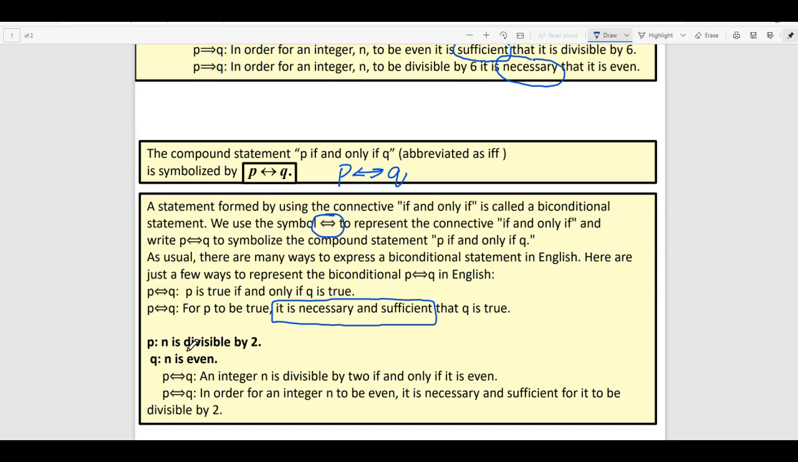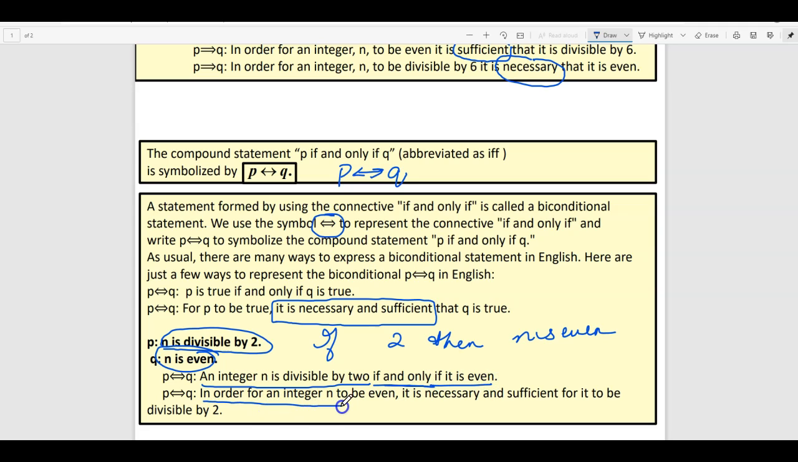Now let's take a look at this example. n is divisible by 2. That's statement P. n is even. That's statement Q. If I have to say it, I'll say if and only if n is divisible by 2, then n is an even number. That's one way of saying it, correct? But another way of saying it is: an integer n is divisible by 2 if and only if it's even.